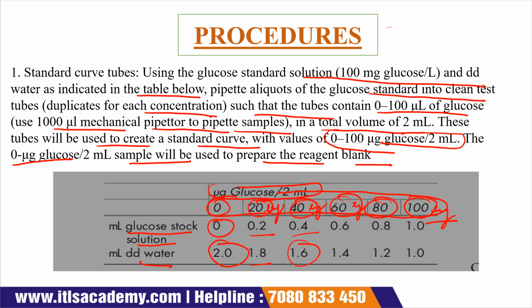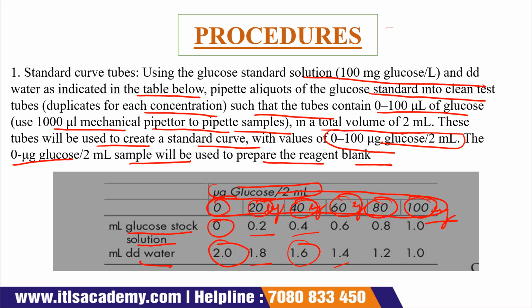Then when we have to prepare 60 micrograms, we add 0.6 ml of glucose stock solution and 1.4 ml of deionized distilled water. When we have to prepare 80 micrograms of glucose solution, we add 0.8 ml of glucose stock solution and 1.2 ml of deionized distilled water. And when we have to prepare 100 micrograms, we add 1 ml of glucose stock solution and 1 ml of deionized distilled water.